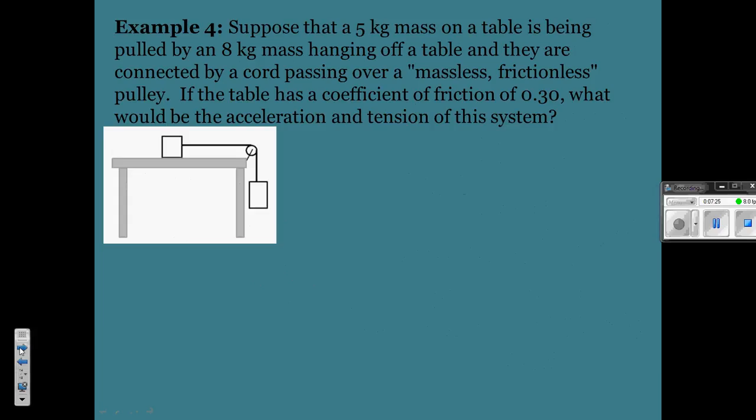And so here is another problem. It says suppose that a 5 kilogram mass on a table is being pulled by an 8 kilogram mass hanging off a table. They are connected by a cord passing over a massless, frictionless pulley. If the table has a coefficient of friction of 0.3, what would be the acceleration and tension of the system?